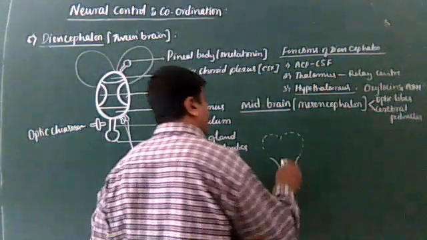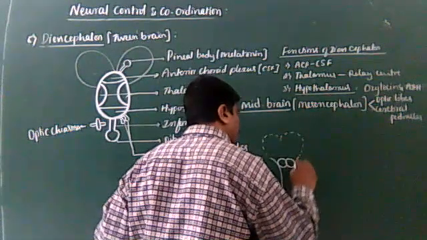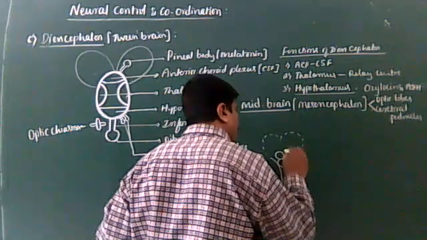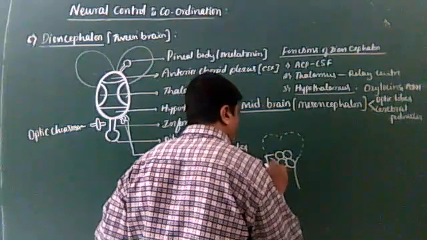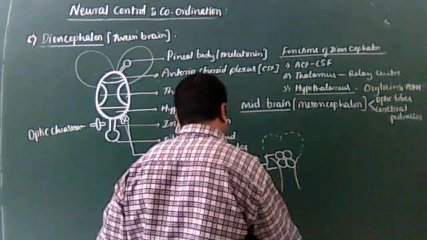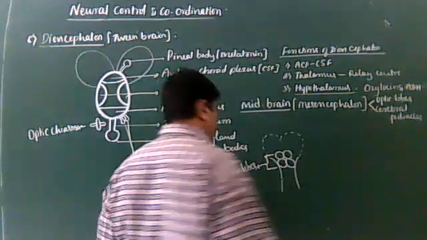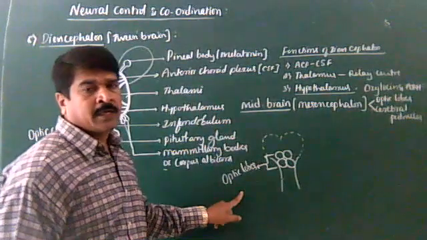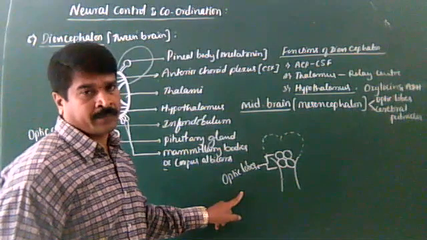Okay, first let us see the optic lobes. These are the four small rounded elevations. So these are called optic lobes. These are the four small rounded elevations present on the dorsal side of the midbrain.